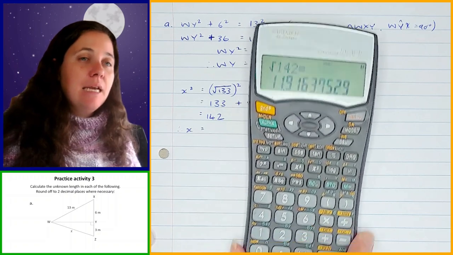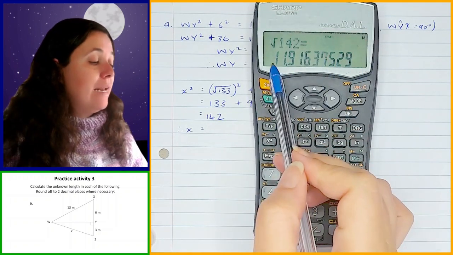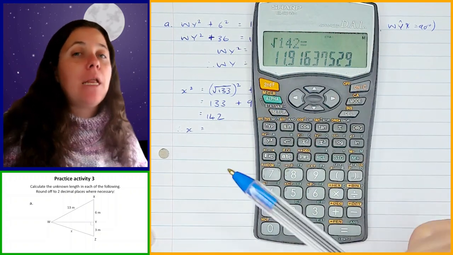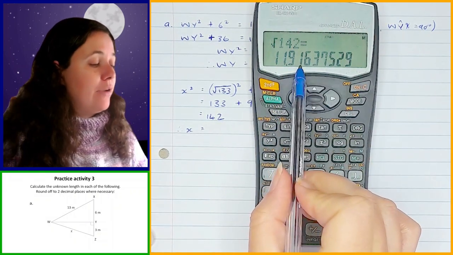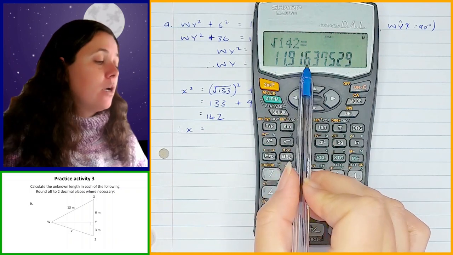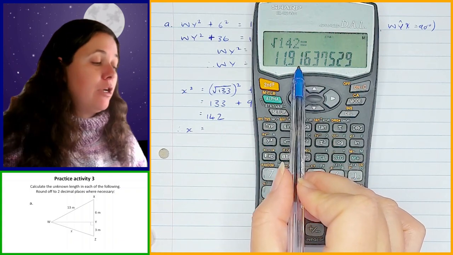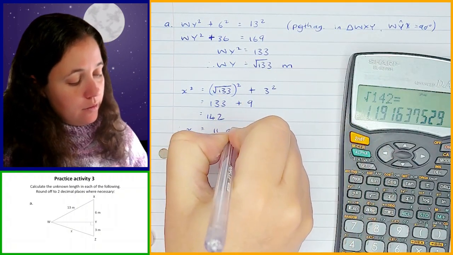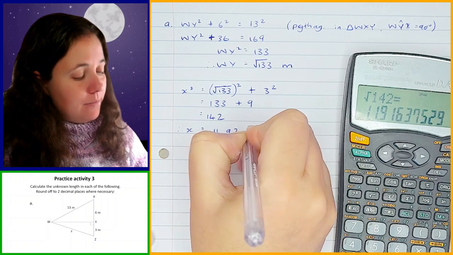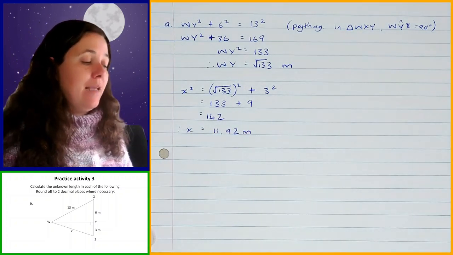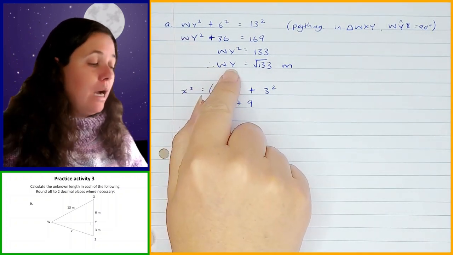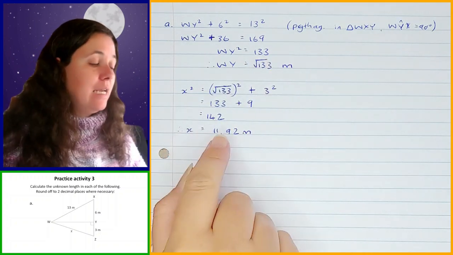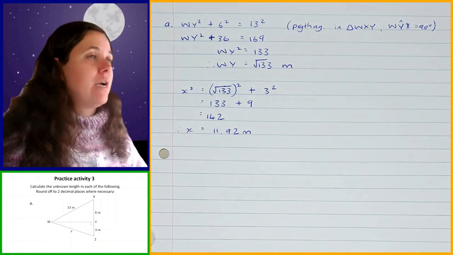And that gives us 11.91637529. Now we're at the end of our question, so now we can round it off. Over here, the second decimal place is a 1, and the digit after that is a 6. It means I need to round this up to 2. So it's going to be 11.92, and that is meters. So that's what we should have got for question A. First, you had to work out that WY was the square root of 133. Then you had to work out that x is 11.92.